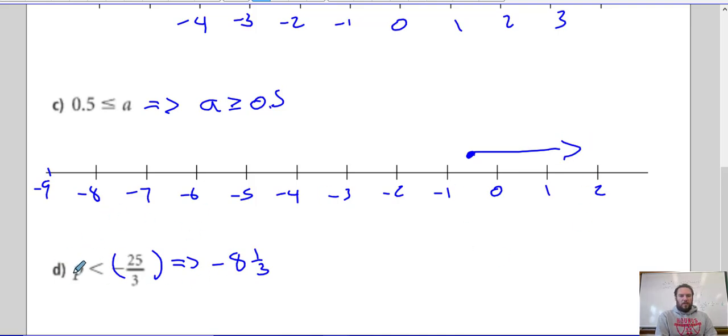Same thing down here. We have p less than -8 1/3. So -8 and 1/3 is here. If I split up the distance between -8 and -9 into 3 steps, it happens right at the first one. And because there is no equals to symbol, I'm going to use my open circle, and the less than tells me that this arrow needs to go to the left.